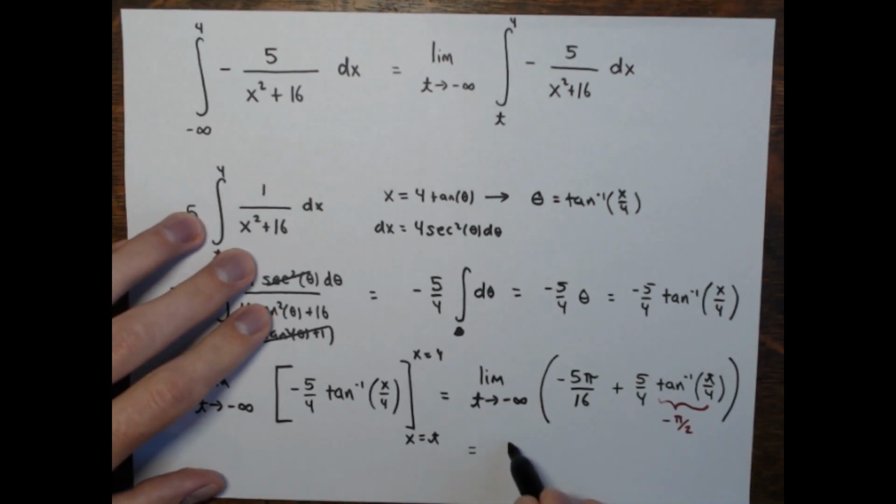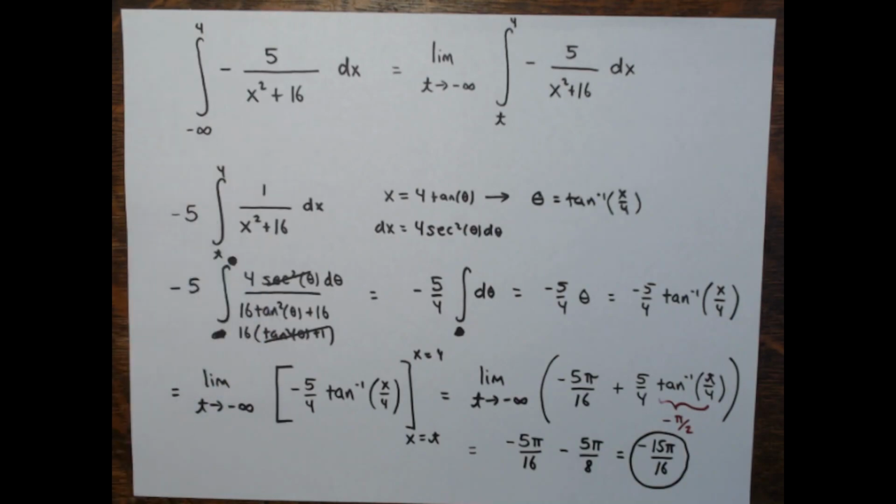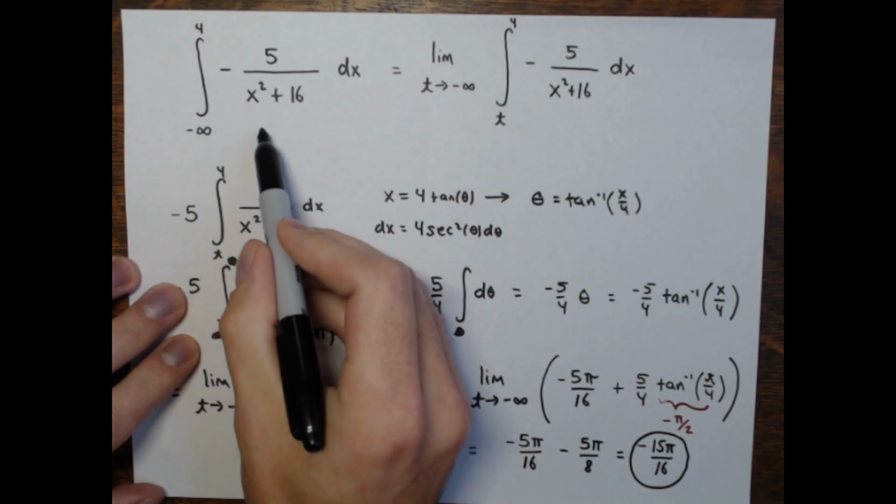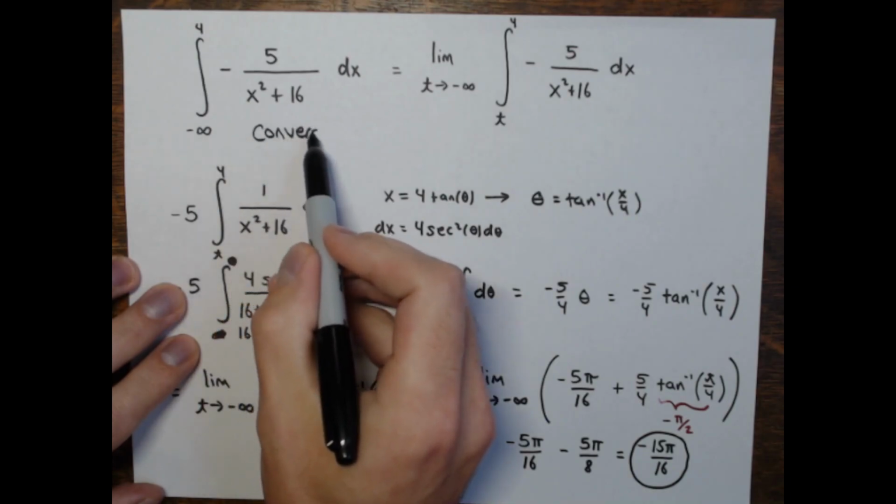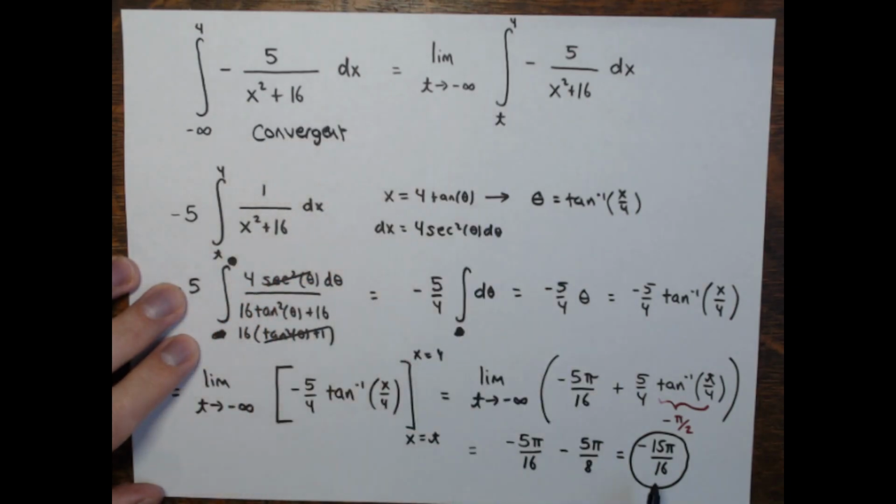So this is -5 pi over 16, and then -5 pi over 8, which is actually 10 pi over 16. Okay, so -5 pi over 16 minus 10 pi over 16 is -15 pi over 16. There's the value of this integral. So again, this is a convergent integral. It actually has a finite limit.